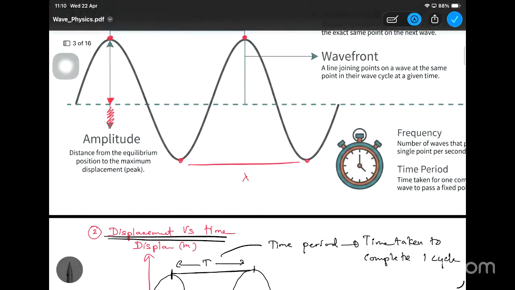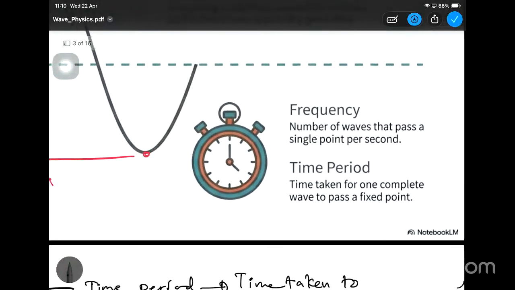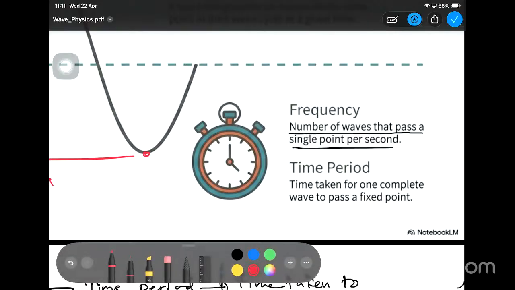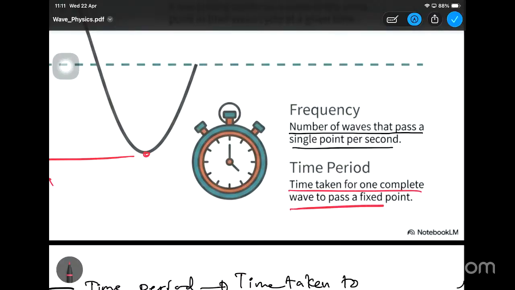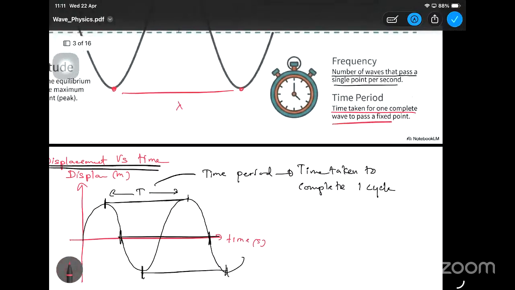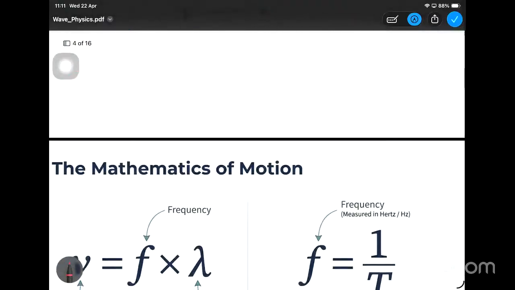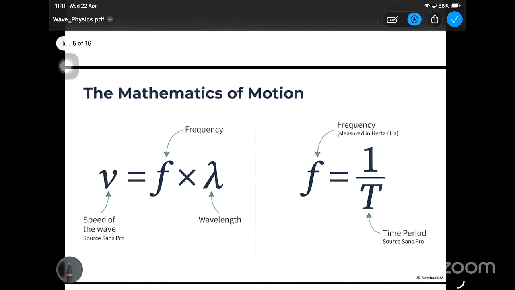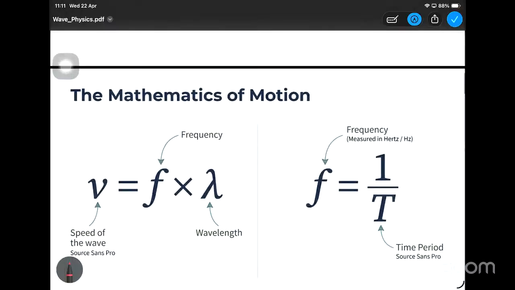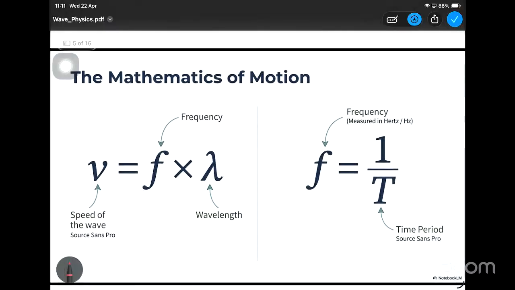Then we have two different terms, frequency and the time period. So frequency is the number of waves that pass a single point per second, or you can say number of completed cycles within a given second. And time period is the time taken to complete one cycle, right? Then the mathematics. So you need to remember these equations, right? These are some simple equations. So V equals F lambda and frequency equals 1 over T.